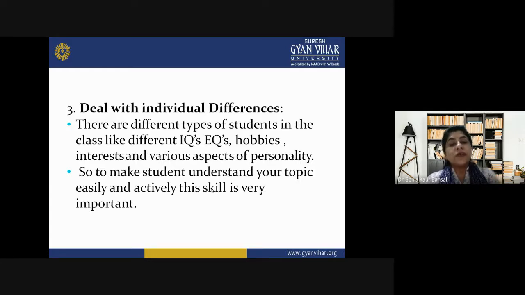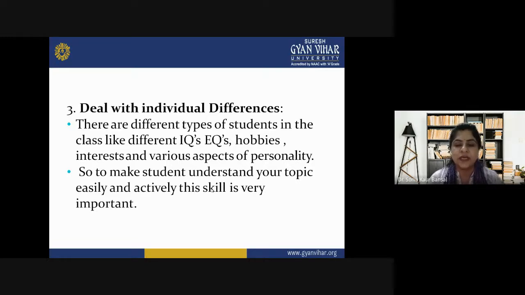So there are different types of students in the class, with different intelligence quotient, that is IQ, and again EQ, that is called emotional quotient. So hobbies are different. Everybody's emotional level is also not the same. Some people are very emotional, and some people, we feel that they are not emotional, they are not sensitive. So it has to be taken into care when we are understanding that. Then hobbies, interests, various aspects of personality, so to make students understand your topic easily and actively, this skill is very important.